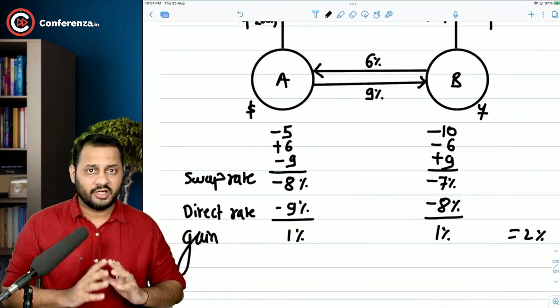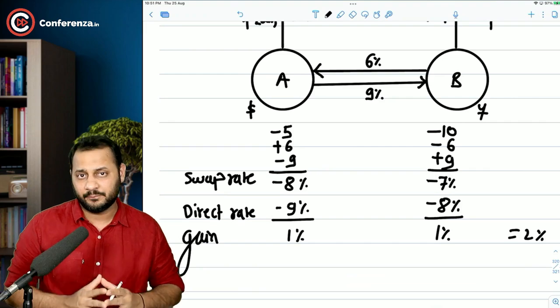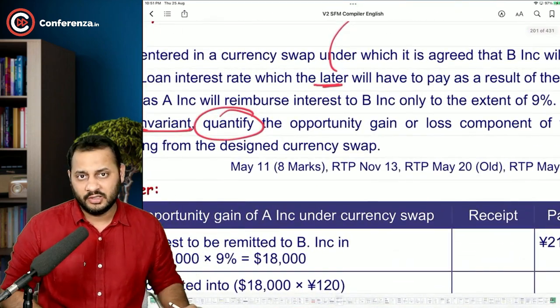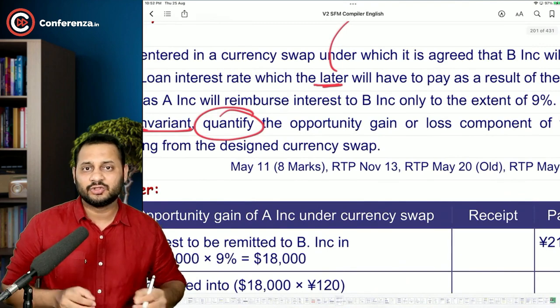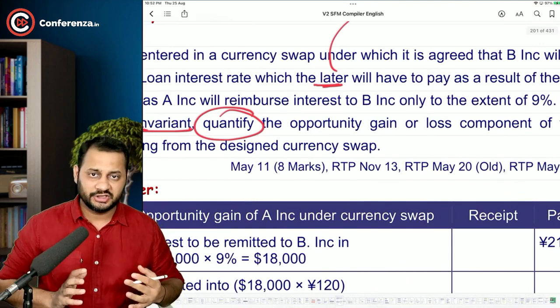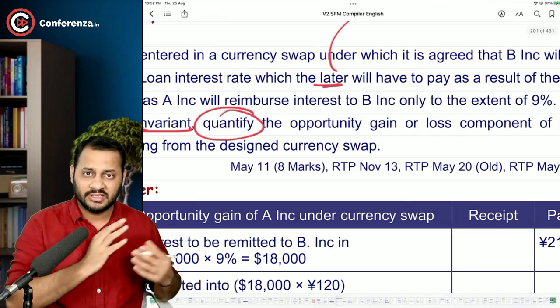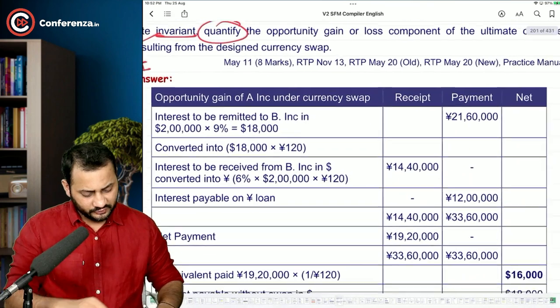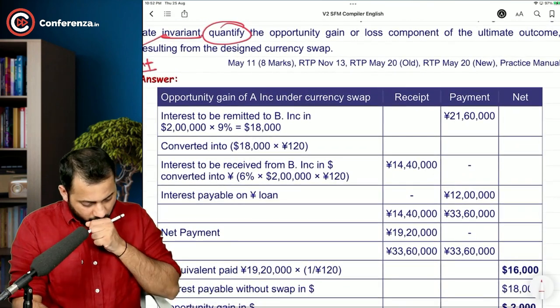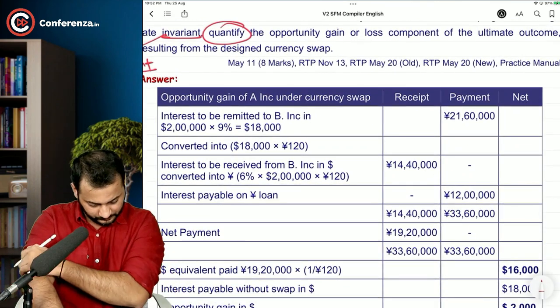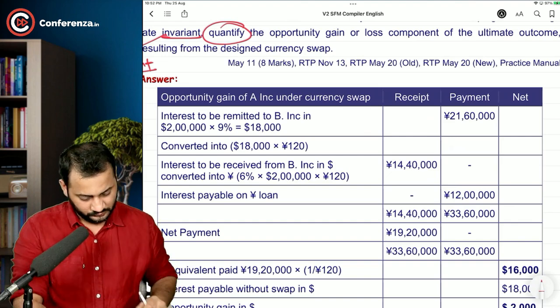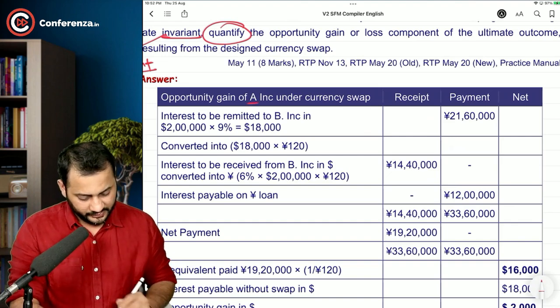This is not how you should present in exam, because the question clearly says that we have to quantify. That means we have to apply these rates on $2 lakh, exchange rate, yen amount, and then show the calculations. So there are two different ways of it. See what is happening now.